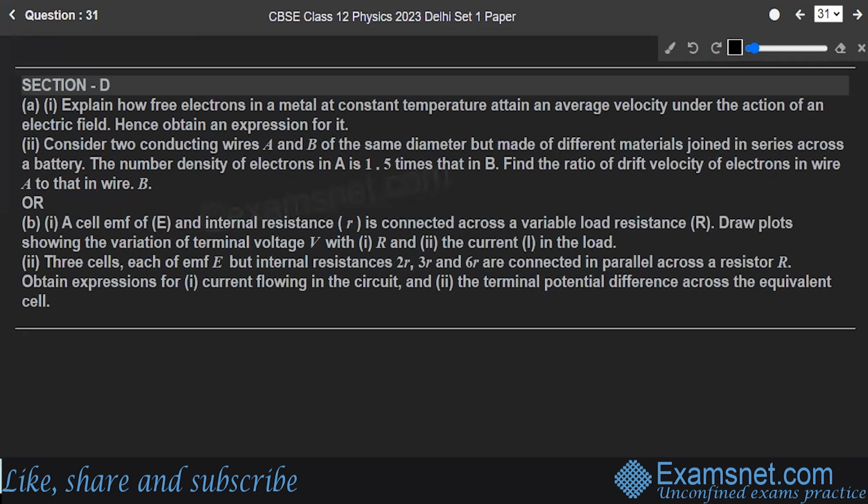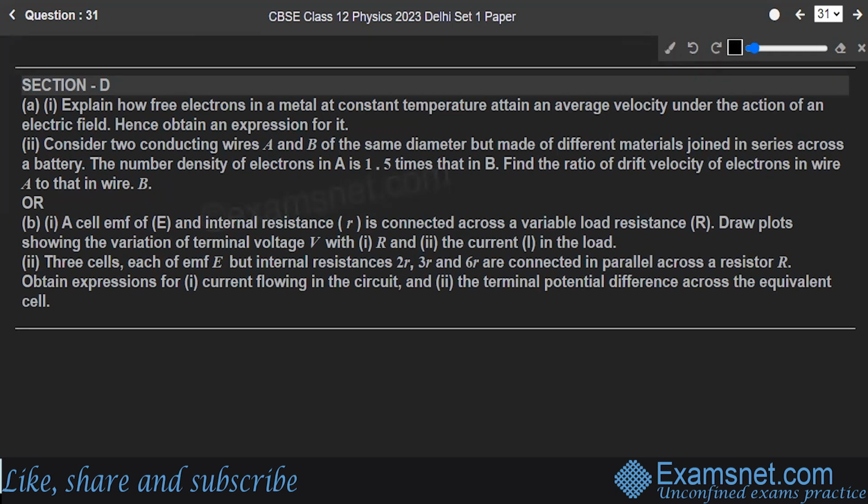Question number 31. Again, there is a choice. A question, first part. Explain how free electrons in a metal at constant temperature attain an average velocity under the action of an electric field, hence obtain the expression for it. We know that free electrons are the current carriers in a metallic conductor, and these free electrons move randomly in all directions and constantly collide with the positive ions inside the metal, due to which the average thermal velocity equals zero.